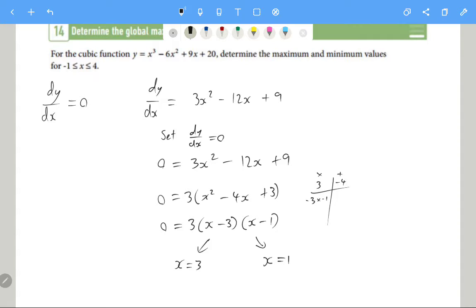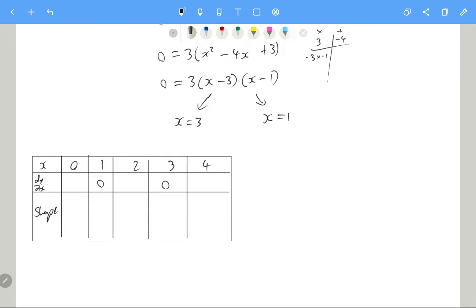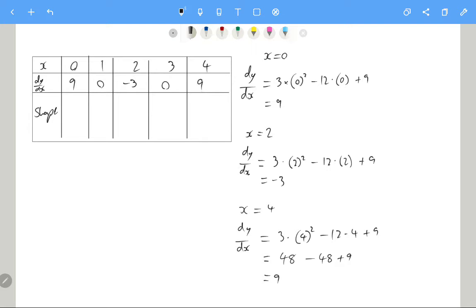I like to do this just using a quick table. Alrighty, so we already know that the derivative at 1 and 3 is 0, and now we just need to check the points around it. So that's 0 and 2 around 1, and 2 and 4 around 3. Alrighty, so you can see I've just worked out the slopes at x equals 0, 2, and 4, and you can see that we've got positive slope, 0 slope, negative slope, 0 slope, positive slope, which means that x equals 1 is a local maximum, and x equals 3 is a local minimum.